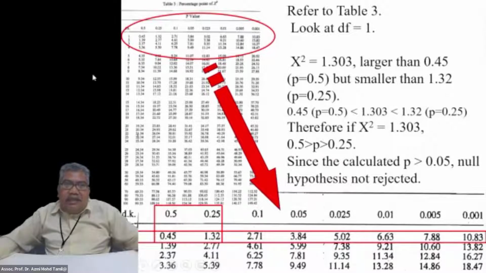Okay, by checking the value 1.303, it is here. 1.303 is here, between 0.5 and 0.25. Okay, since it's between 0.5 and 0.25, the p-value is larger than 0.05. Therefore, the null hypothesis is not rejected.